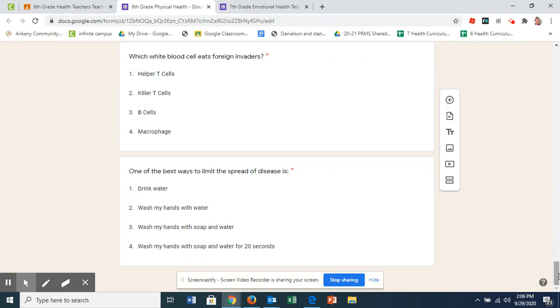Last definition. One of the best ways to limit the spread of disease is 1. Drink water. 2. Wash my hands with water. 3. Wash my hands with soap and water. 4. Wash my hands with soap and water for 20 seconds.